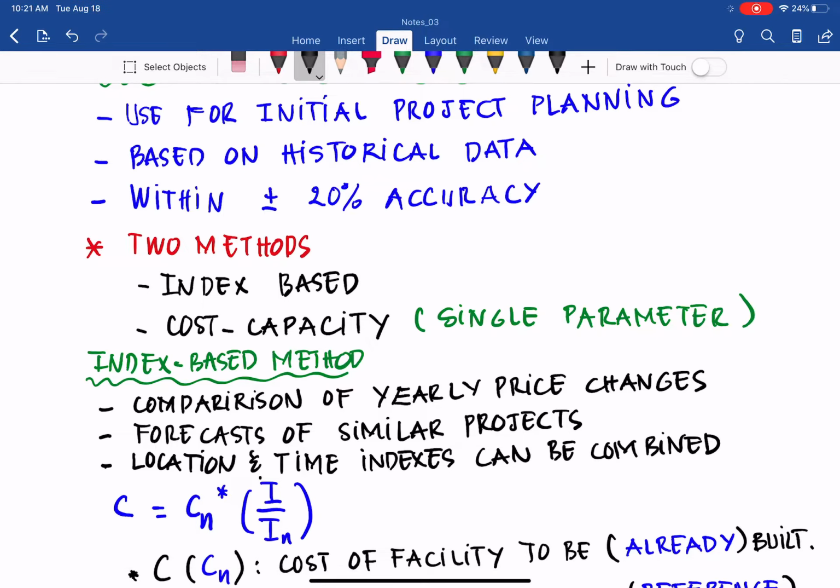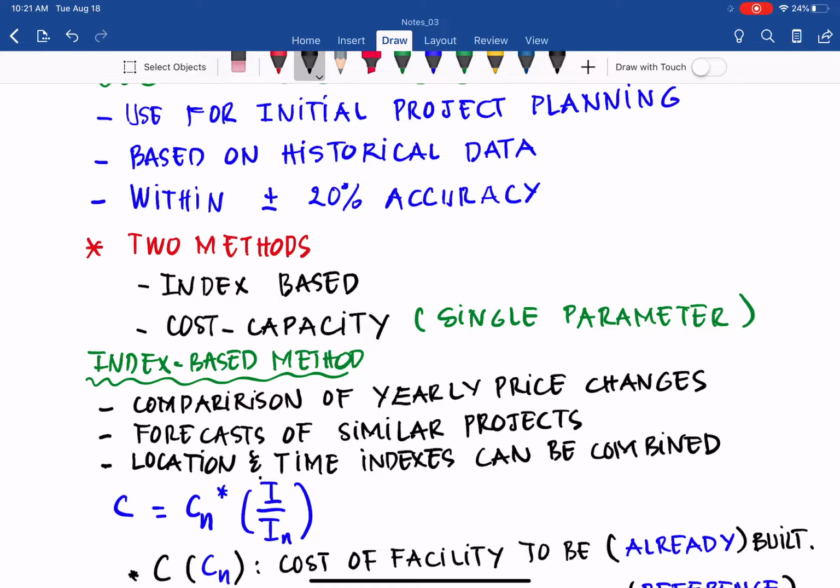For the index-based method, the index can change over time, over the years, and you can see inflation, etc. We need to take into account the location, the project built here in Fort Myers, Estero. With the same project built in Tampa or Miami or New York, it may be more expensive over there. So we need to have an adjustment for the location if we use historical data from a project in another location. That is index-based. The second one is cost capacity.